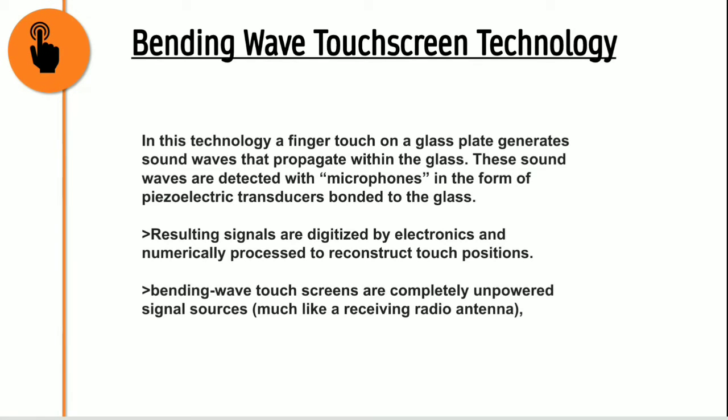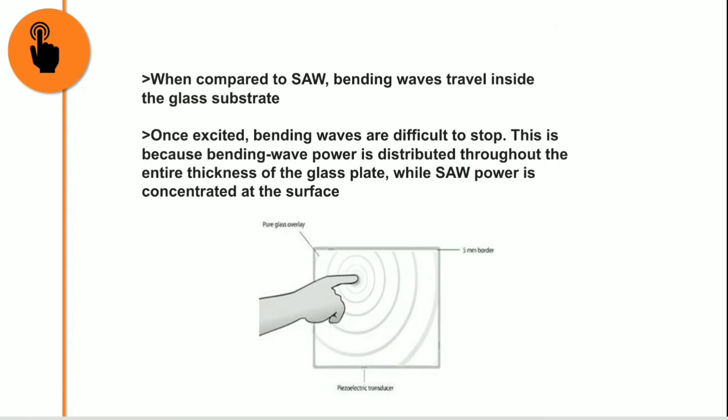Bending wave touchscreen technology. Here when we touch the glass plate, it generates sound waves that propagate within the glass. They are detected with microphones in the form of piezoelectric transducers bonded to the glass. The resulting signals are digitized by the electronics and numerically processed to reconstruct touch positions. This screen has a completely unpowered signal source, and the bending wave travels inside the glass substrate and its power is distributed throughout the entire thickness of the glass plate. Therefore, once excited, it's difficult to stop.